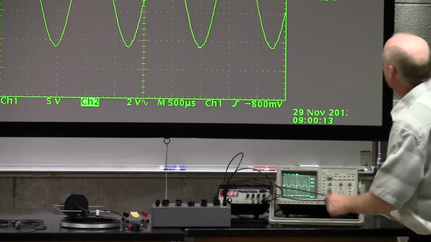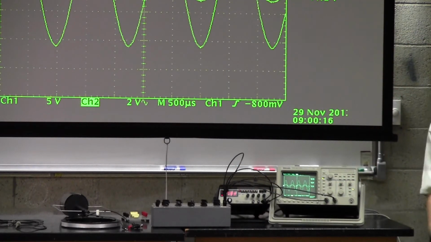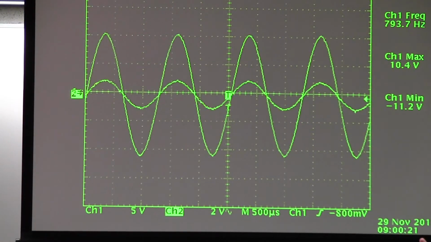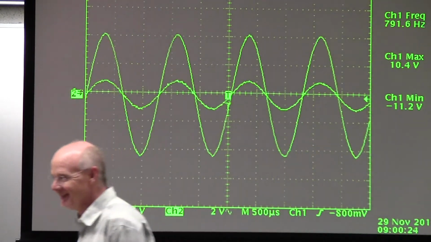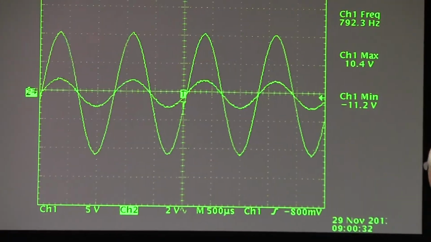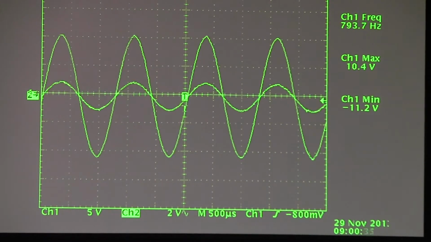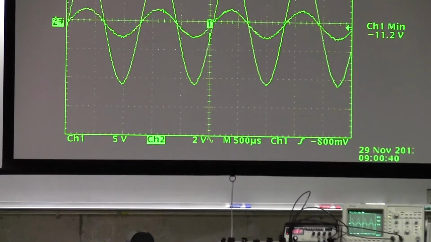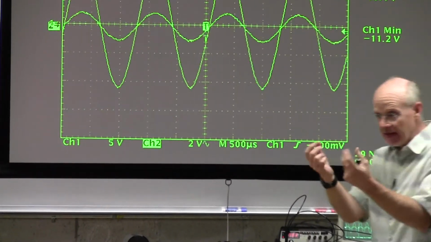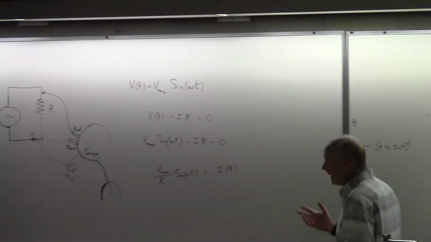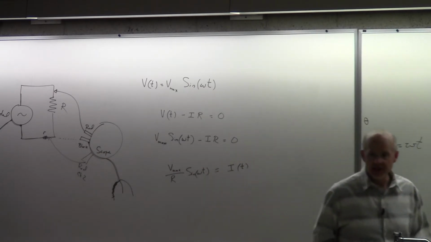Let me turn on channel 2. And what do you see on channel 2? Don't you see it changing? The current is changing. What frequency? It's the same as the voltage one, which it looks like I'm set at about 793 hertz, right? And of course, it has a certain value that is not the same as the voltage, but it is the voltage divided by the resistance.